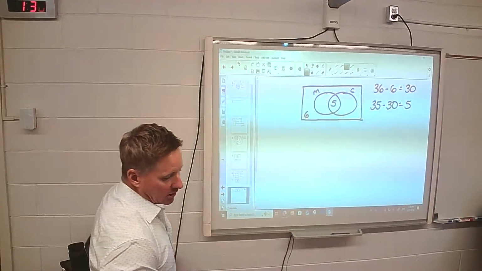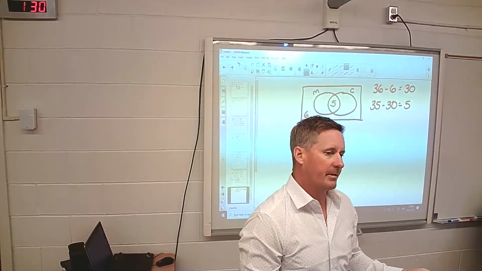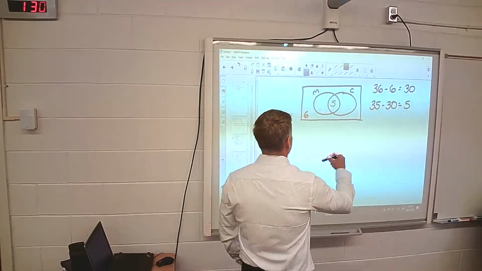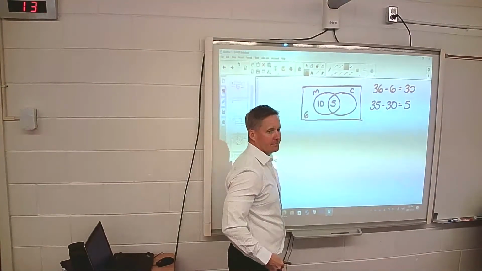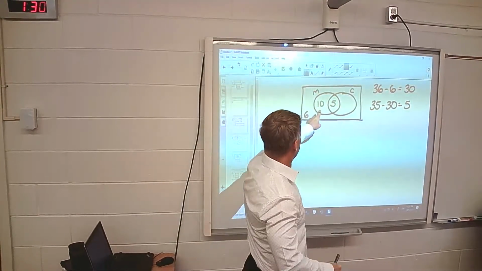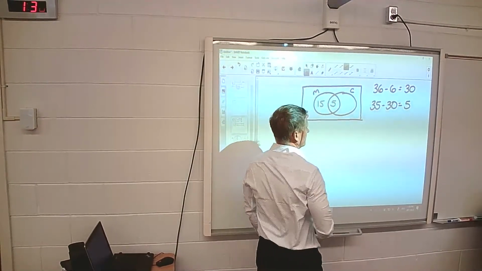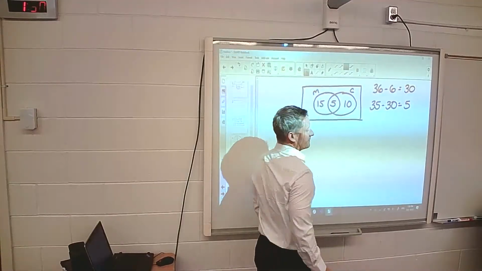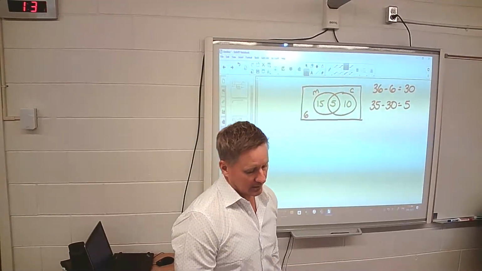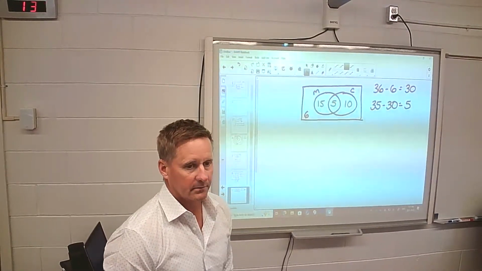So if a total of 20 people like mystery, but 5 people like both mystery and comedy, how many like just mystery? 10. And how many like just comedy? Oh, this isn't right. That is actually 15, and this is 10. If 5 like both, that means that only 15 like mystery and 10 like comedy, and not the other.